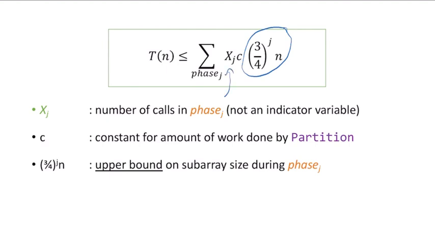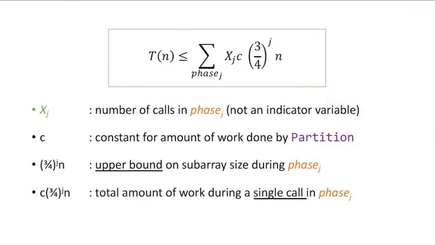So let's say I'm stuck in phase 6 for 12 calls. Pretty unlikely, but let's say that's true. This is the maximum number of elements I could have for each one of those 12 calls, and in fact I'll probably have less than that. But that's okay because I have my inequality here. So what is C times (3/4)^j n? That's the total amount of work during a single call in phase j. And then we just multiply that by xj to get the total amount of work in a given phase, sum over all of our possible phases, and now we have the total work done by our select.